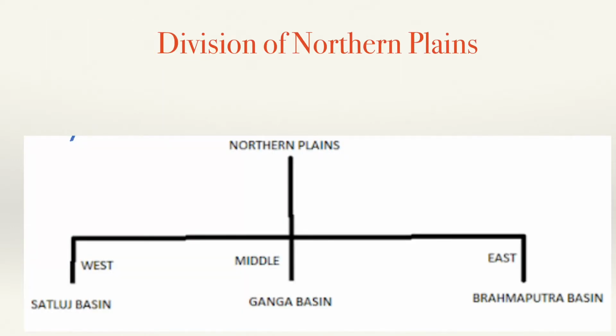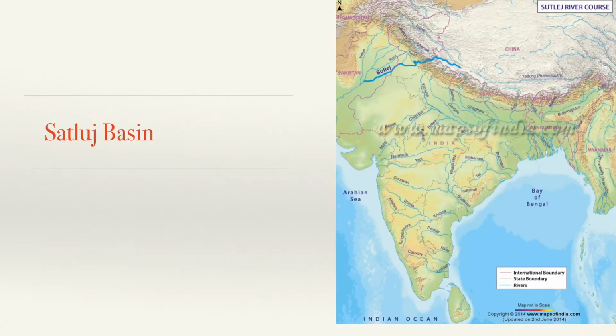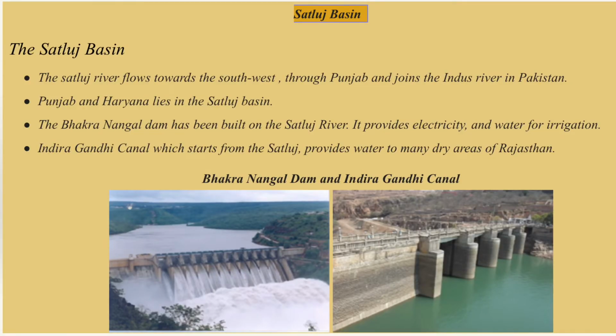The northern plains are divided into three parts: the Satluj basin towards the west, the Ganga basin in the middle and the Brahmaputra basin in the east. The Satluj basin. As in the map, you can see the river Satluj and its tributaries flow towards the southwest through Punjab. They join the Indus River in Pakistan and the Indus finally flows into the Arabian Sea. Punjab and Haryana lie in the Satluj basin. Bhakra Nangal Dam has been built on the Satluj River and it provides electricity and water for irrigation. Indira Gandhi Canal, which starts from the Satluj, also provides water to many dry areas of Rajasthan.